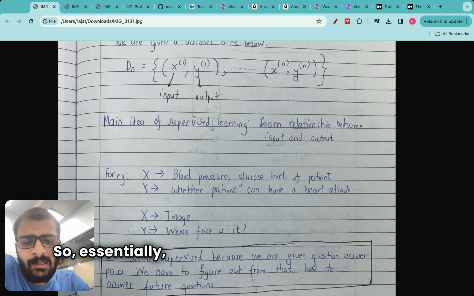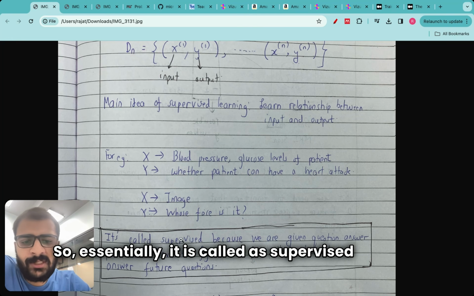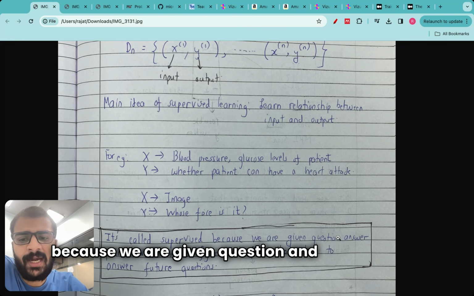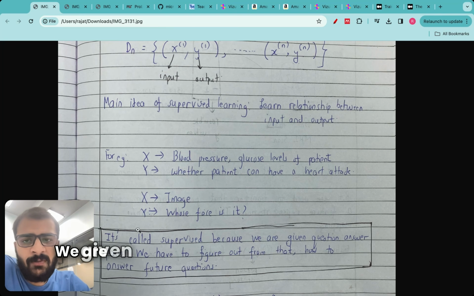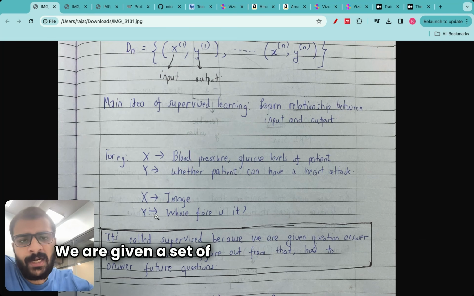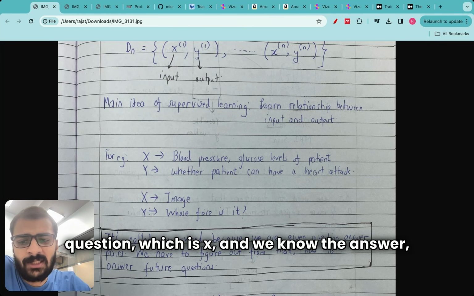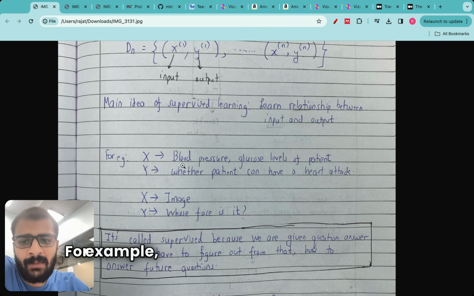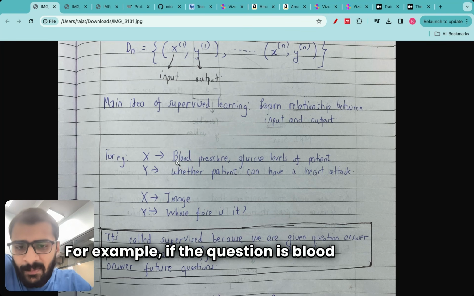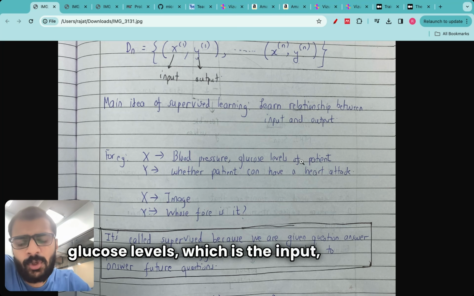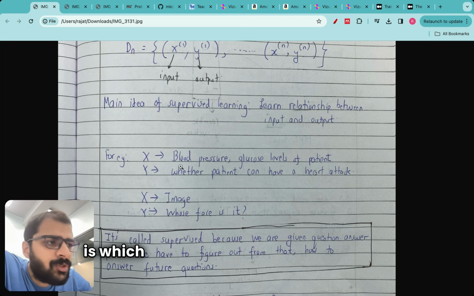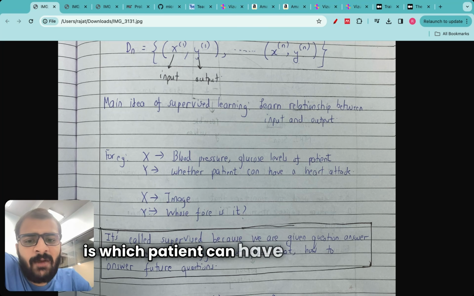Essentially, it is called supervised learning because we are given question and answer pairs. We are given a set of data for which we know the question, which is X, and we know the answer, which is Y. For example, if the question is blood pressure and glucose levels, which is the input, the answer is which patient can have a heart attack.